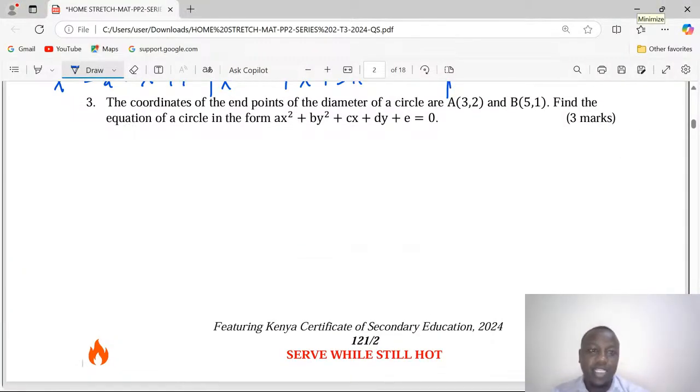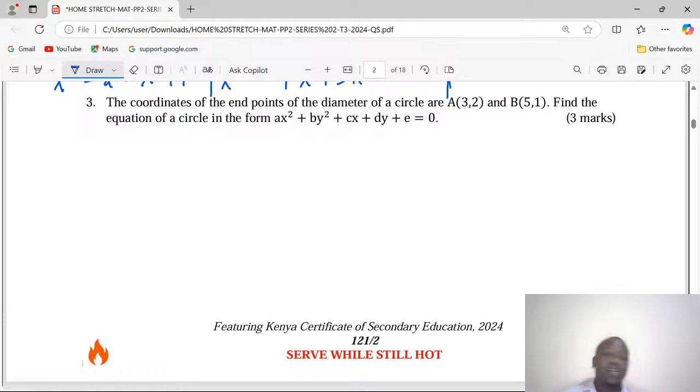Number 3, the question says that the coordinates of the end points of the diameter of a circle are, one end is A, which is coordinate 3, 2. The other end is B, and that is coordinate 5, 1. Find the equation of the circle in the form ax squared plus by squared plus cx plus dy plus e equals 0. You can see a, b, c, d, e are all constants.